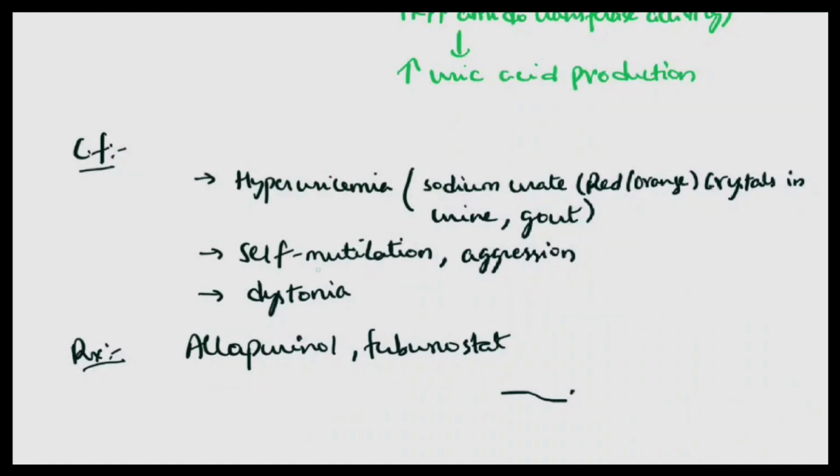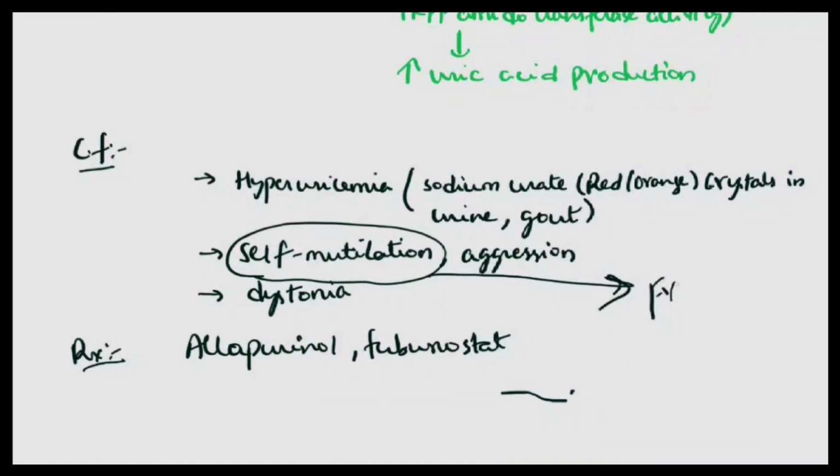And there is another diagnosis where you see self-mutilation, that is Fragile X syndrome. Both Lesch-Nyhan syndrome and Fragile X syndrome cause self-mutilation, aggression, and dystonia because of deposition of uric acid in the muscles. There will be tension in the muscles. These are the main symptoms of Lesch-Nyhan syndrome.